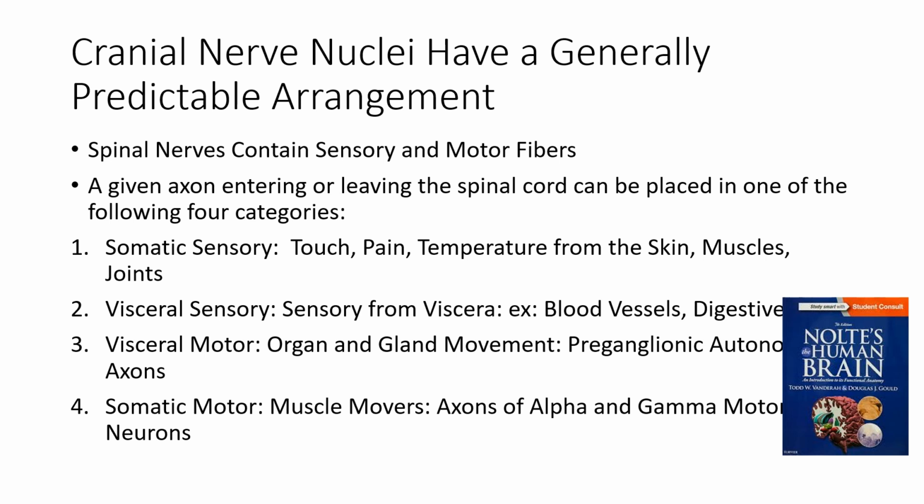Visceral sensory, internal organs, so sensory from the viscera, so our blood vessels, our digestive tract. This isn't very specific like our somatosensory, so most of the time we only feel distension, so think about like gas pains or bloating, stuff like that is what we normally feel from the viscera. Visceral motor, so how do we move our organs? How do our organs move and glands secrete things? So think about the preganglionic autonomic axons. Number 4, somatomotor, so muscle movers or the axons of our alpha and gamma motor neurons.